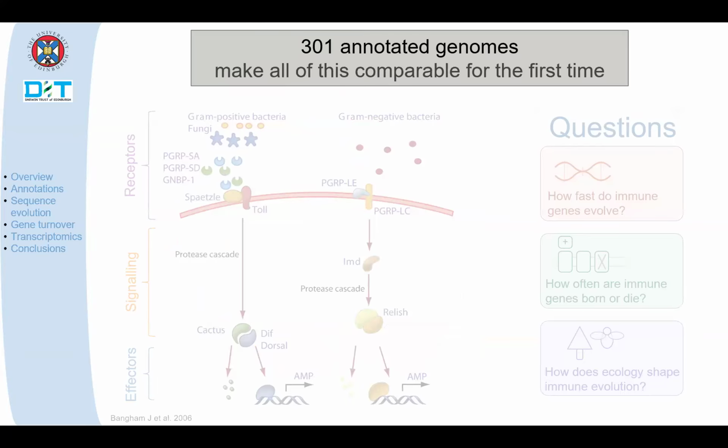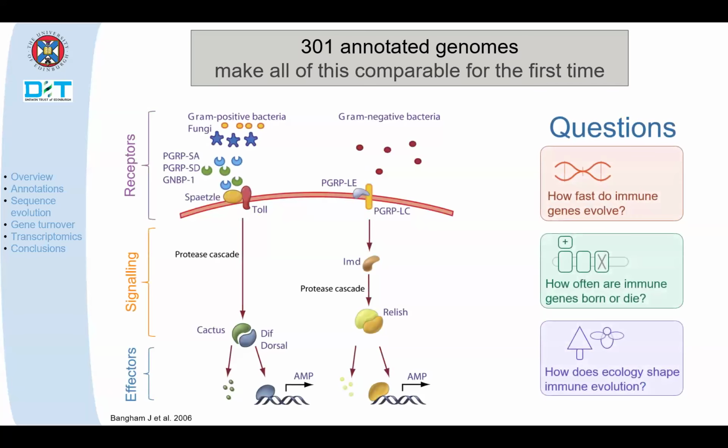So now we have the annotations. Now we can answer these questions. Just to repeat them: how fast do immune genes evolve? How often are immune genes born or die? And how does ecology shape immune evolution? For the first two, I will use the full 300 genomes data, and for the last, I will use the transcriptomic case study.